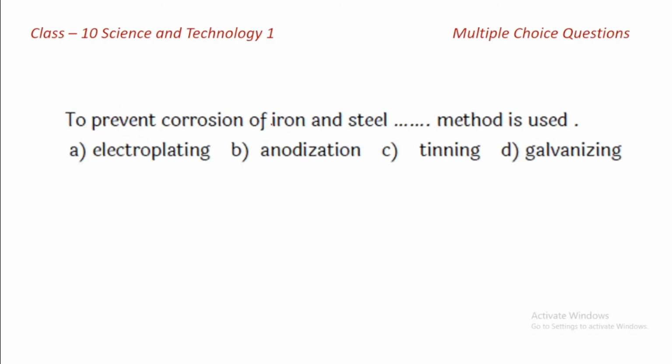To prevent corrosion of iron and steel, dot dot method is used. Electroplating, anodization, tinning or galvanizing. So option D is the correct answer for this one. To prevent the corrosion of iron and steel, galvanizing method is used.